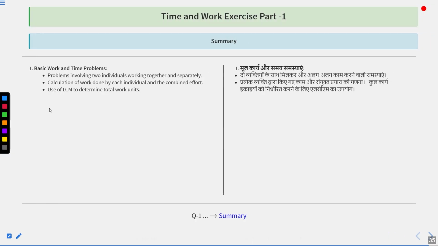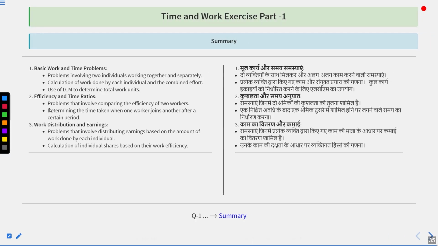So these were the questions, and here is a summary of the exercise: basic work and time problems were solved in this chapter. Efficiency and time ratios were used. Work distribution and earnings were also used. So I hope that you have understood the questions very well.